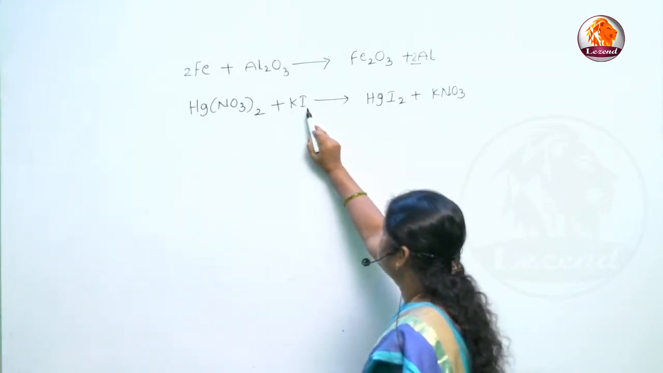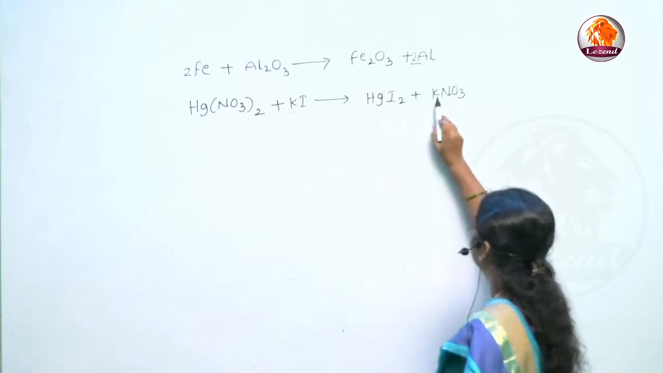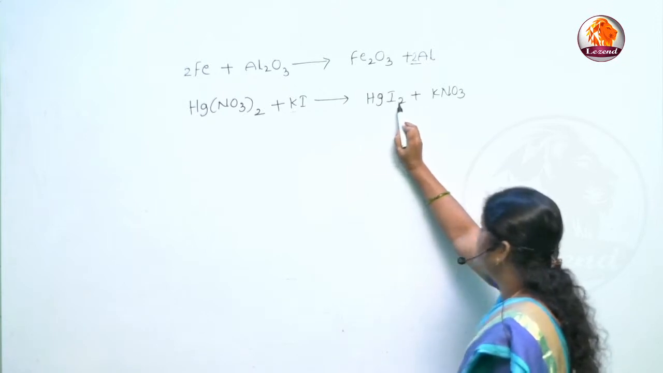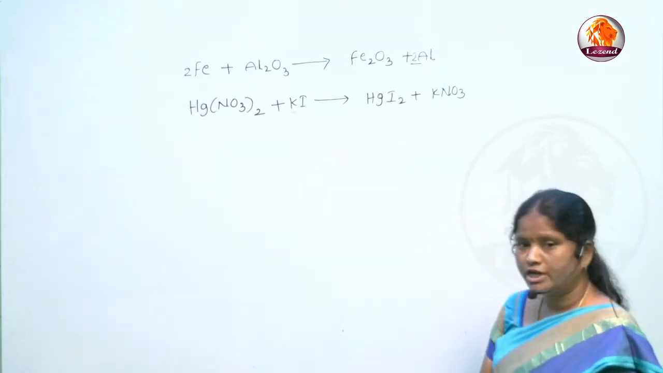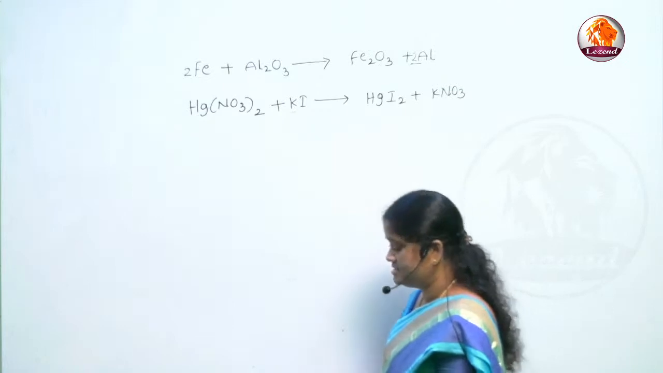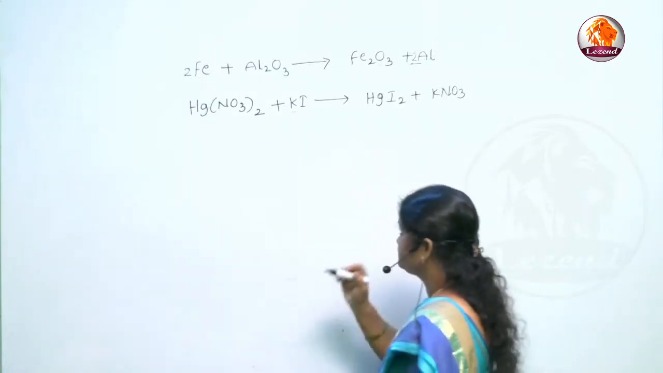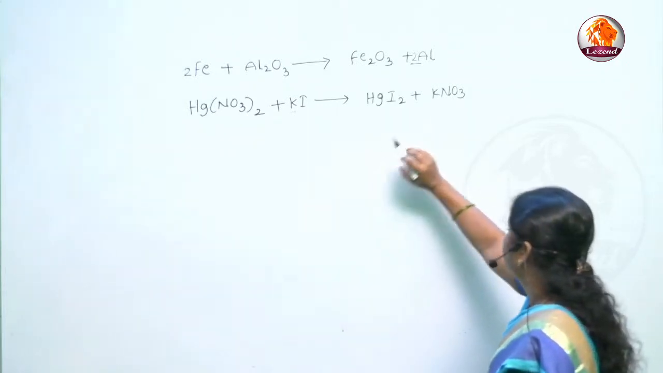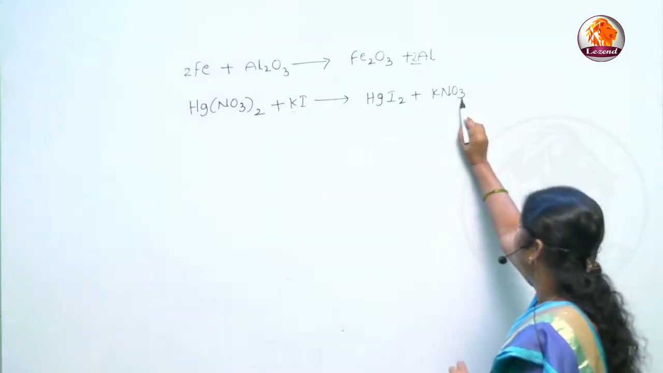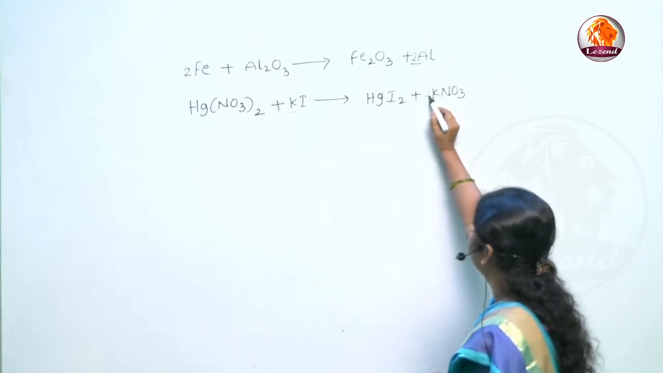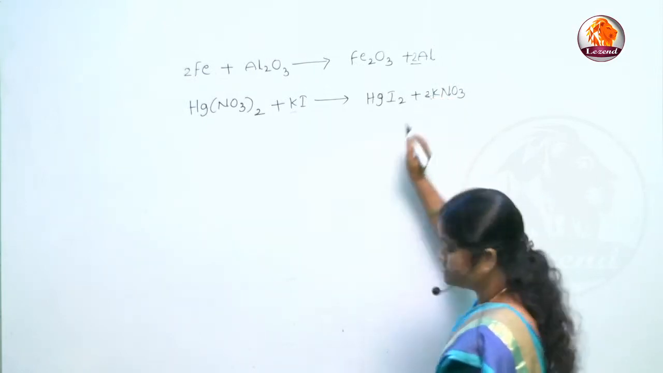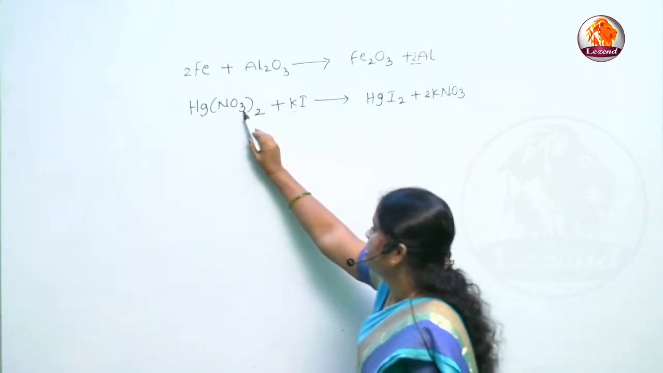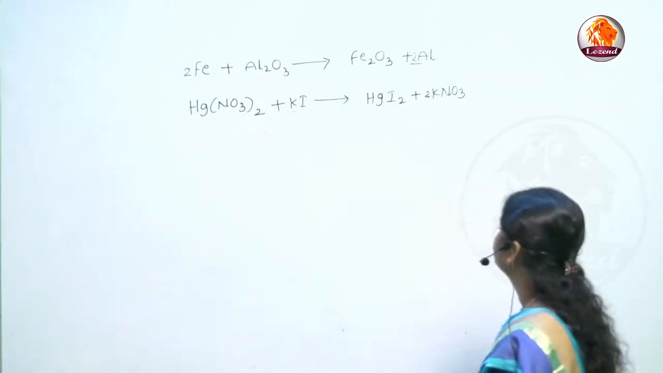Potassium iodide has 1 atom of potassium and 1 atom of iodine. In potassium nitrate there is 1 atom of potassium, but in mercuric iodide 2 atoms of iodine. Iodine atoms are not balanced, only potassium atoms are balanced. Look at oxygen: 2 threes are 6 oxygen atoms at the reactant side, but only 3 in potassium nitrate. If I put the number 2 here, 2 threes are 6 oxygen atoms, and oxygen becomes balanced.